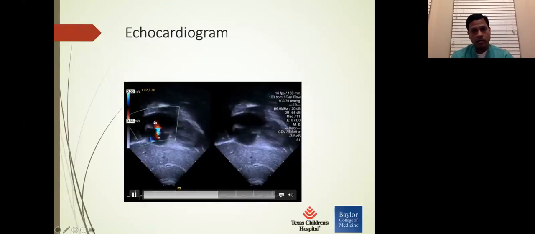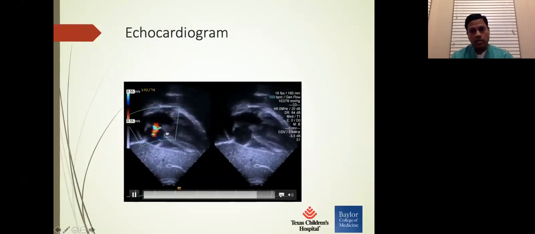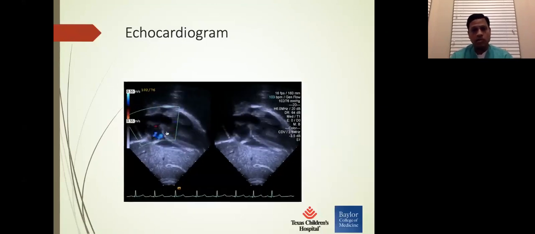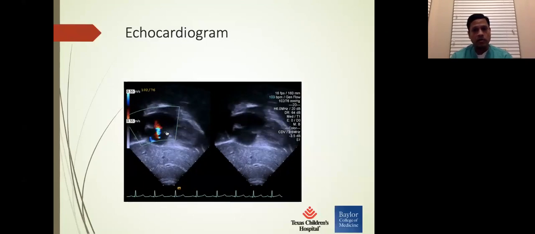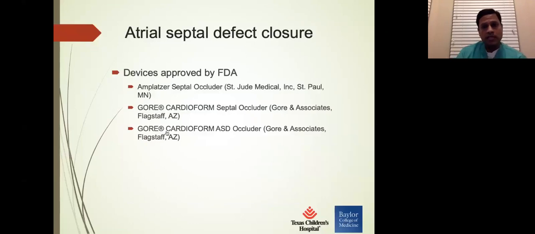So this would be the right upper pulmonary vein rim, and this is the AV septal rim. And this patient has good rims all over. So this patient was a good candidate for device closure of the ASD. So in USA, there are only two FDA-approved devices which are used for ASD closures.